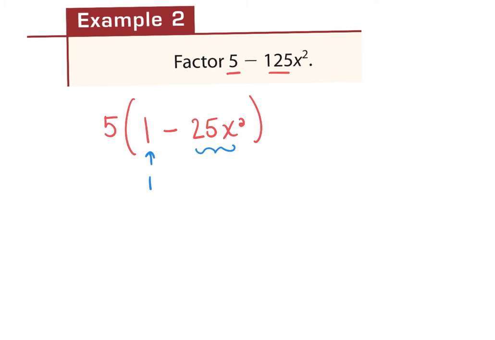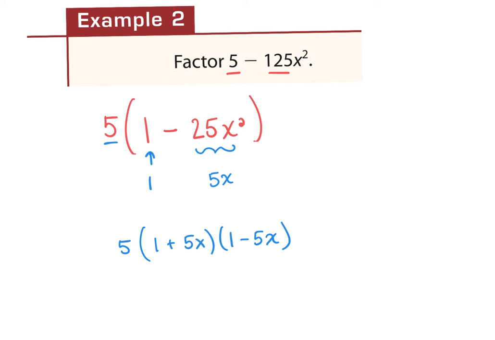Does 25x squared have a perfect square root? Yeah, what is it? 5x, right? Don't forget your variable. And is it subtracted? It is. And so this meets all of my requirements. Now, when you have a common factor, that's got to be part of your answer. So you're going to bring that 5 down, leave him on the outside, and then you're just going to plus minus those roots. We're going to say 1 plus 5x, 1 minus 5x.